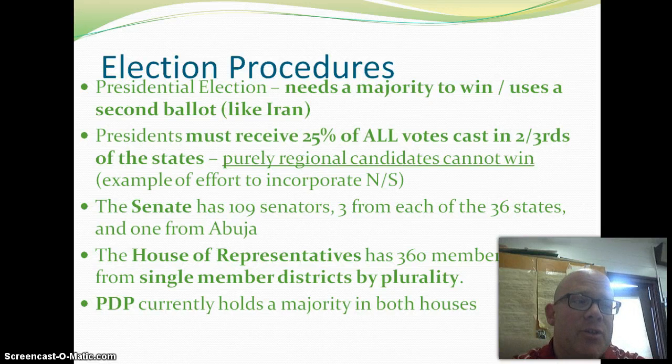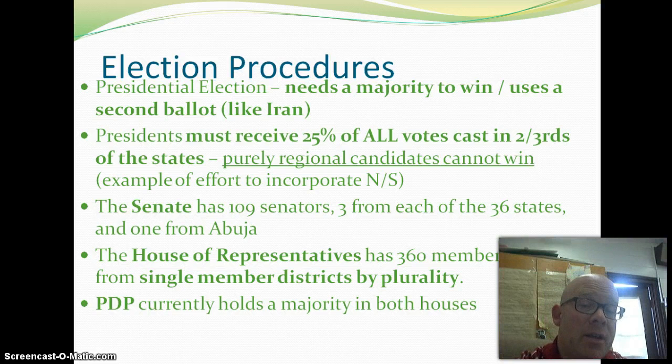Election procedures in Nigeria. Presidential elections are a direct popular vote, but you do need a majority to win, so they will go to a second ballot if no majority is reached in the first election, very similar to Iran. Presidents must receive 25% of all of the votes cast in 2/3 of all of the states in Nigeria. Again, purely regional candidates really can't win the presidency of Nigeria.